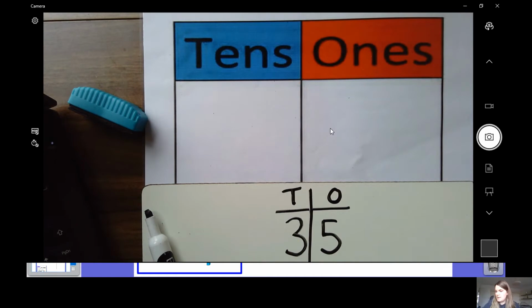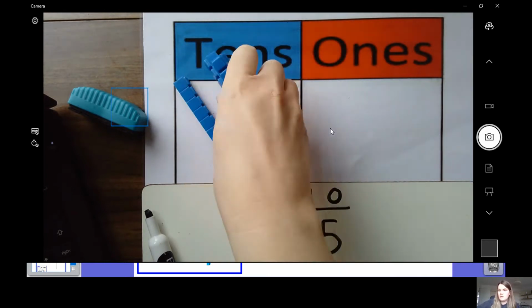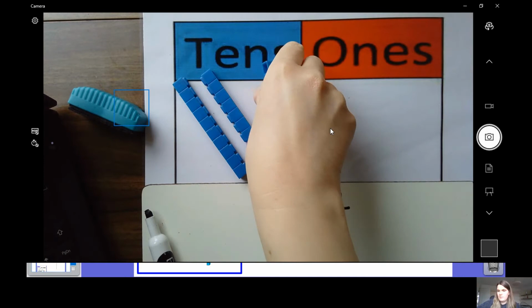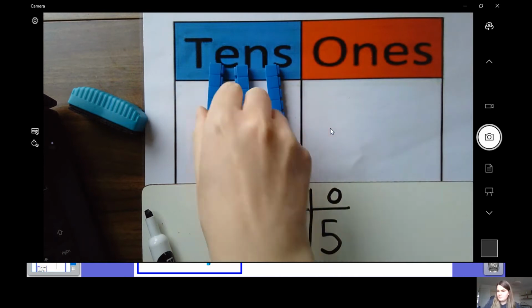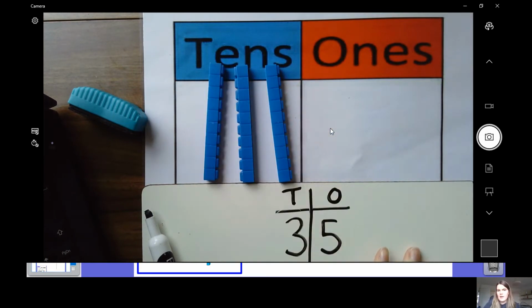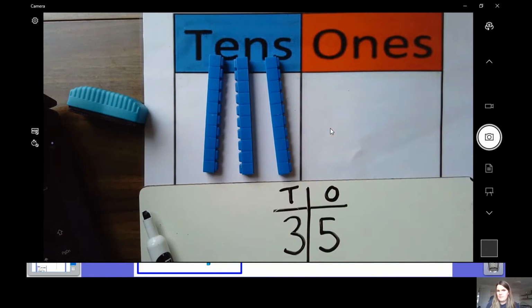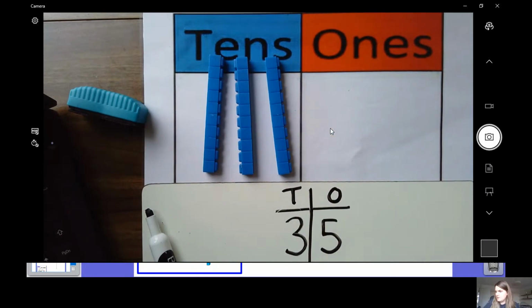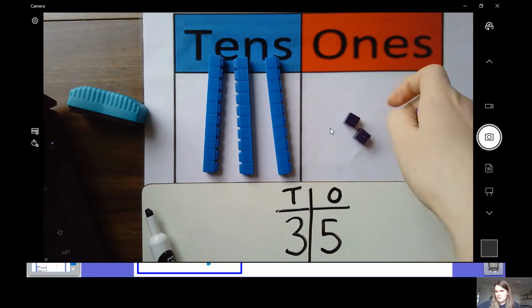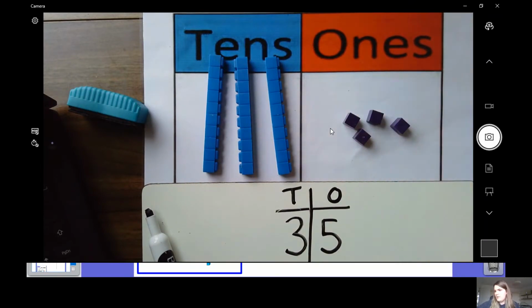Now, if I wanted to represent that using my 10s and 1s grid, it would be like so. I'd need to get my 30 first. How many 10s do I need? 3. 1, 2, 3. I've got my 10s. How many 1s would I need? I'd need 5 1s. You're very much correct. 1, 2, 3, 4, 5.